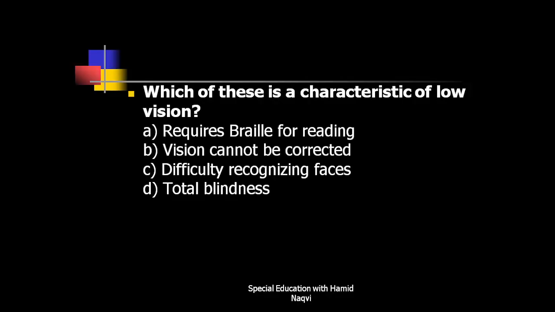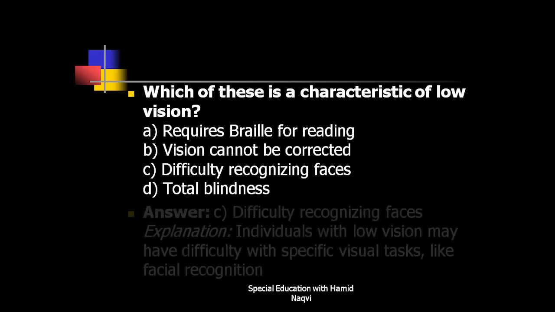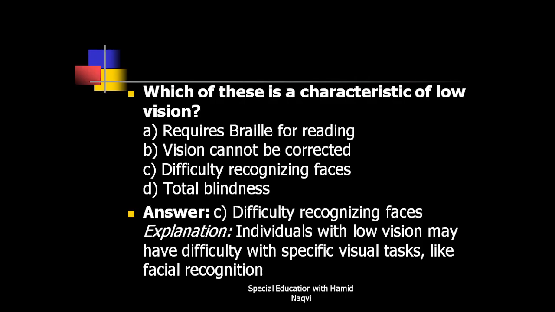Next MCQ is, which of these is a characteristic of low vision? Requires braille for reading, vision cannot be corrected, difficulty recognizing faces, or total blindness. The answer is difficulty recognizing faces. Individuals with low vision may have difficulty with specific visual tasks like facial recognition.